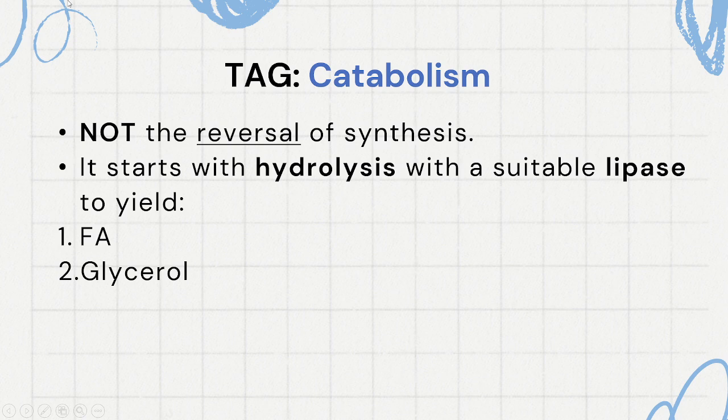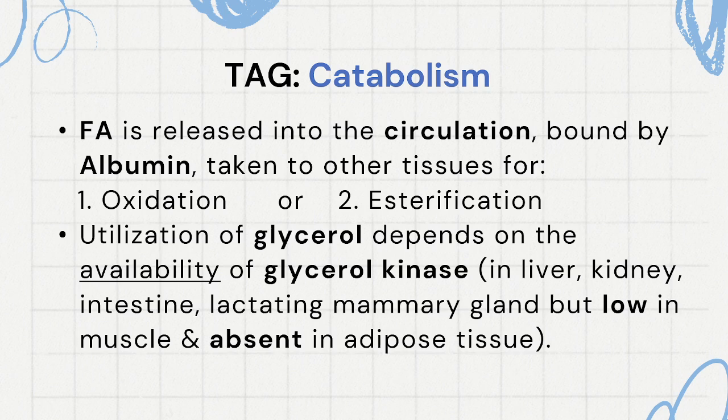Catabolism of triacylglycerol and phosphoglycerol. We start by discussing catabolism of triacylglycerol. An important fact to remember about breakdown of triacylglycerol is that it is not the reversal of synthesis. It starts with hydrolysis with a suitable lipase to yield free fatty acid and glycerol. The free fatty acid will be released in circulation bound by albumin. Albumin is a method of transporting fatty acids in the circulation. It will be taken either for oxidation, as we said, or esterification.